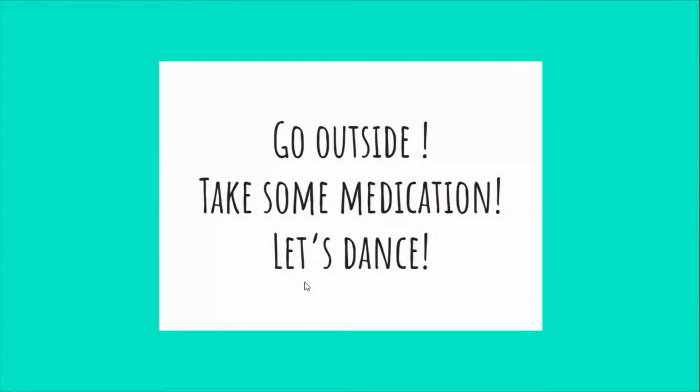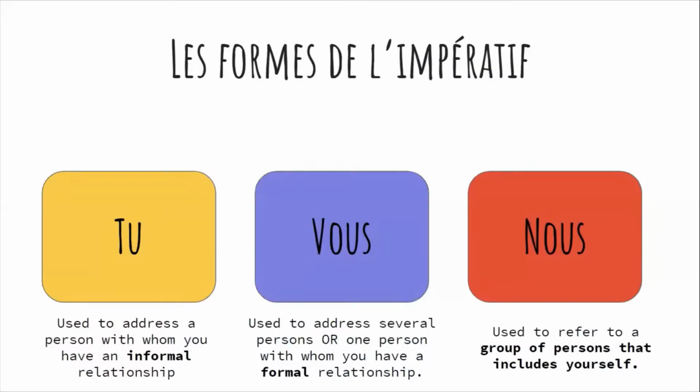So here are some examples of what we'd see in the English language. We'd see go outside, take some medication, let's dance. These are all examples of the imperative in the English language. Alors, nous allons voir les formes de l'impératif.